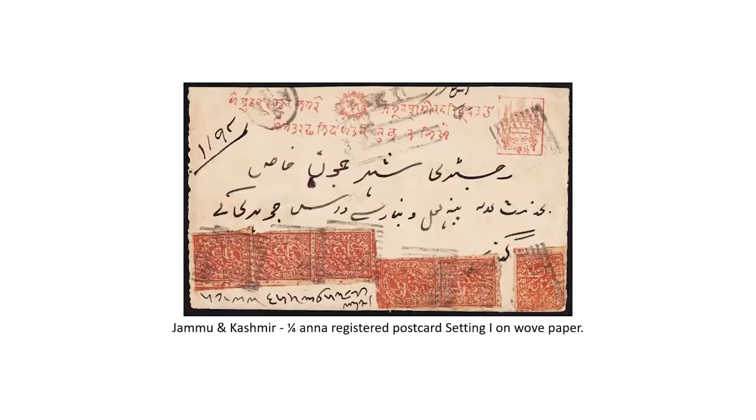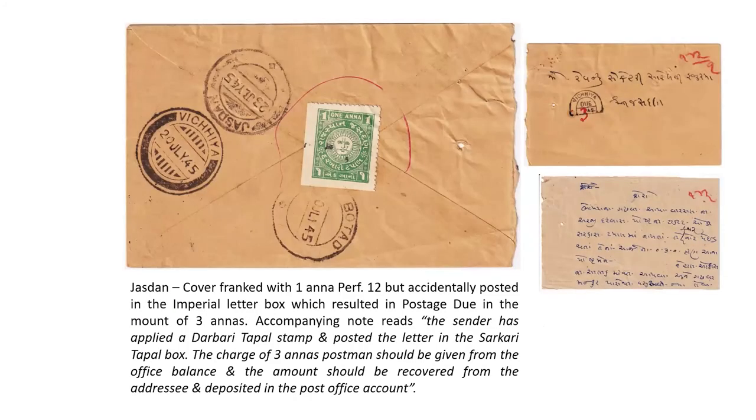Now we come to Jammu Kashmir postcards. This happens to be printed on both sides and it's the only known example. Here we have a beautiful registered postcard from the first setting. Now there are several settings of this postcard. I won't get into the detail of that, but different papers, different sizes and different settings can make quite a nice little exhibit. Here we have another example.